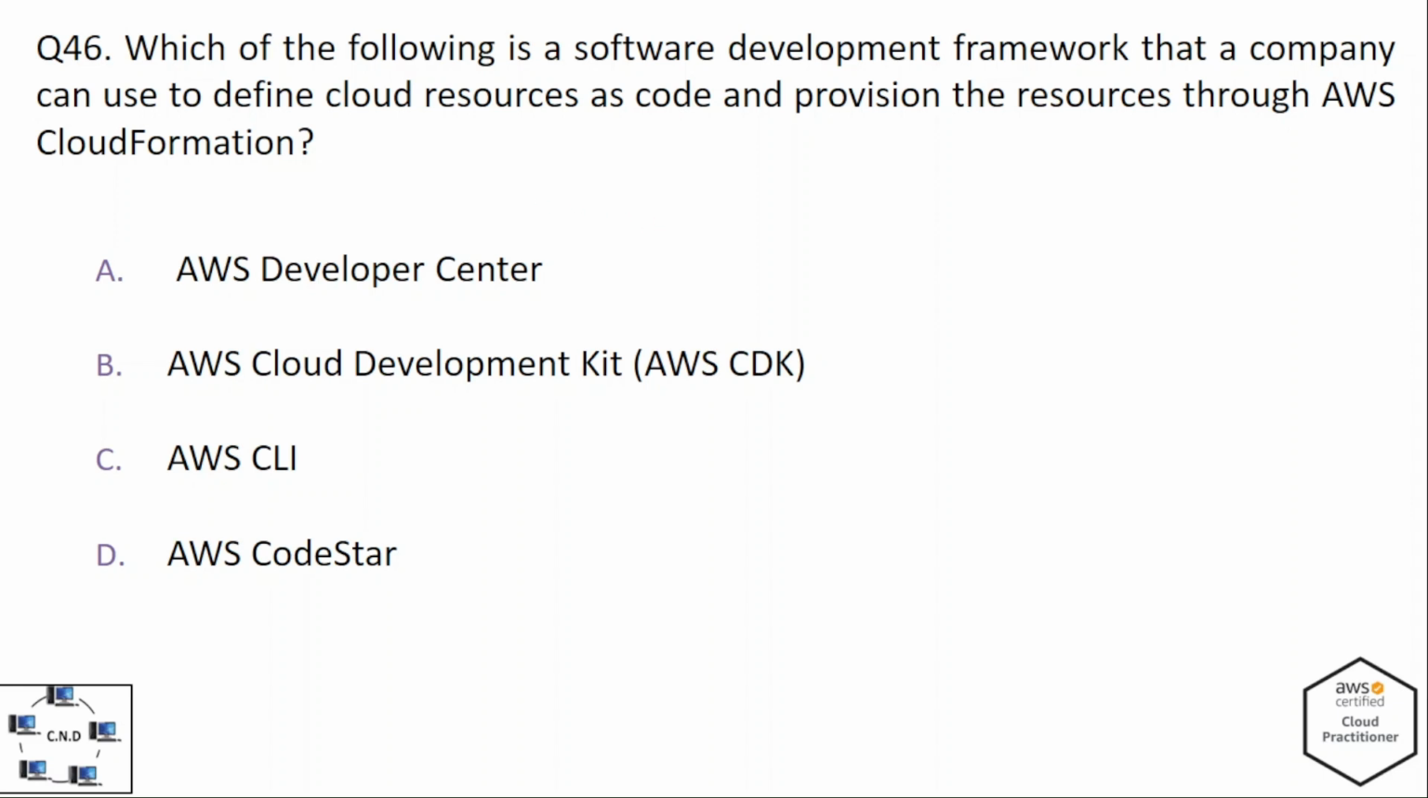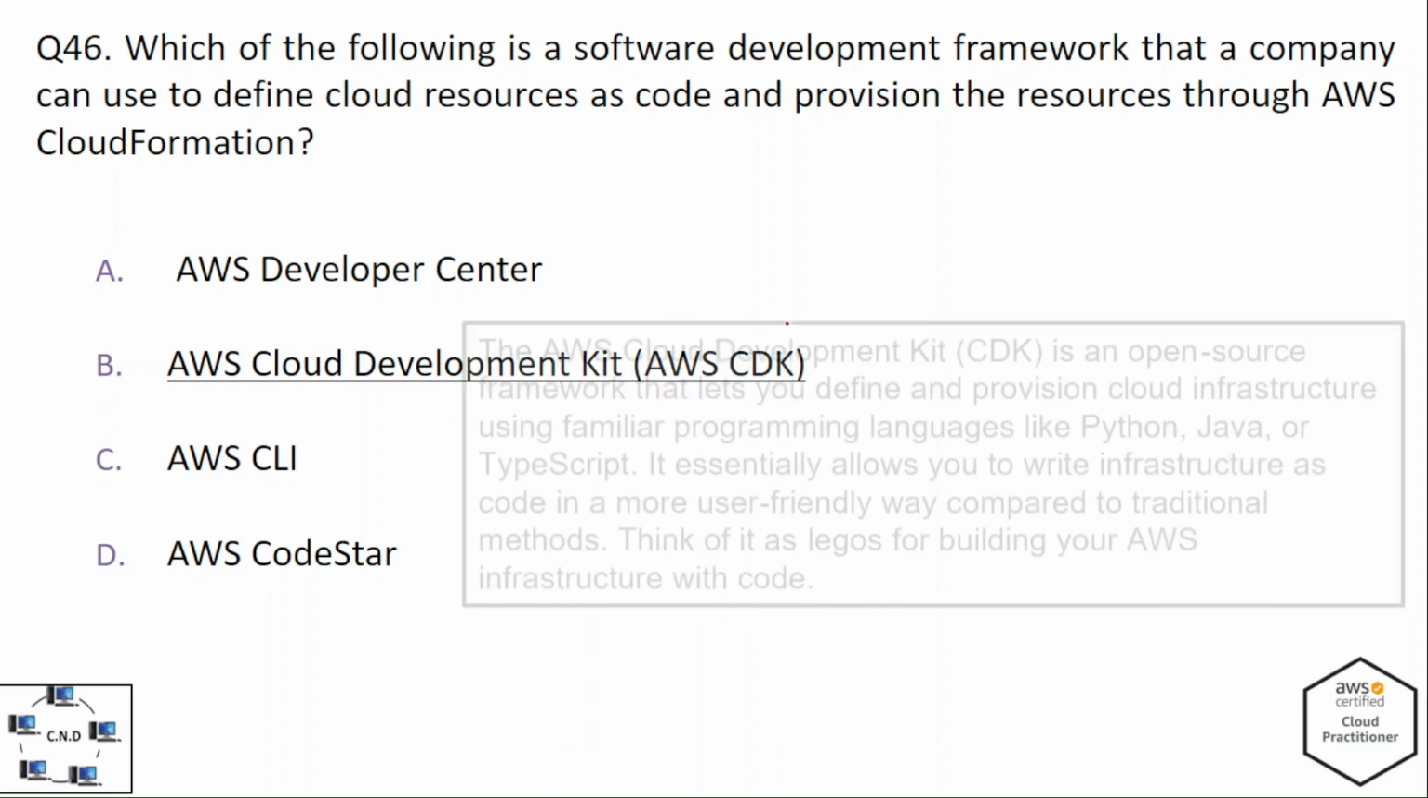Question number 46: which of the following is a software development framework that a company can use to define cloud resources as code and provision the resources through AWS CloudFormation? The options are A. AWS Developer Center, B. AWS Cloud Development Kit, that is AWS CDK, C. AWS CLI, and D. AWS CodeStar. And the correct option is B, AWS Cloud Development Kit.